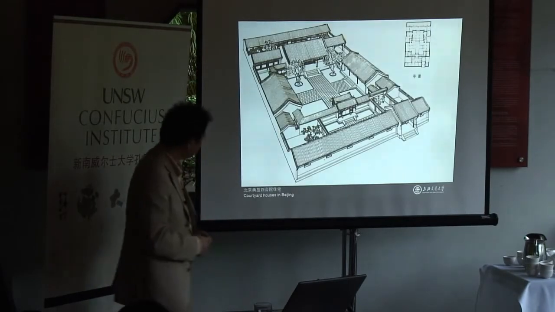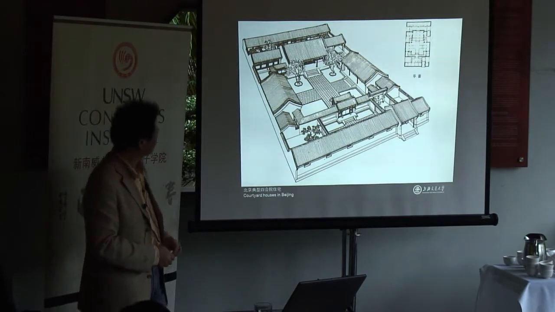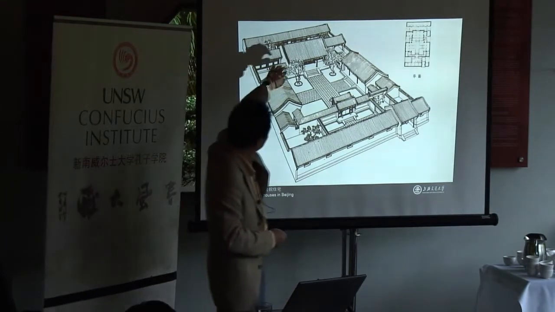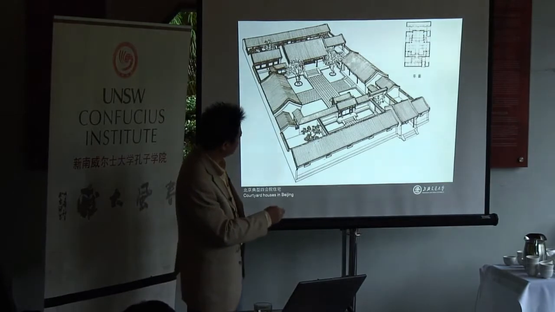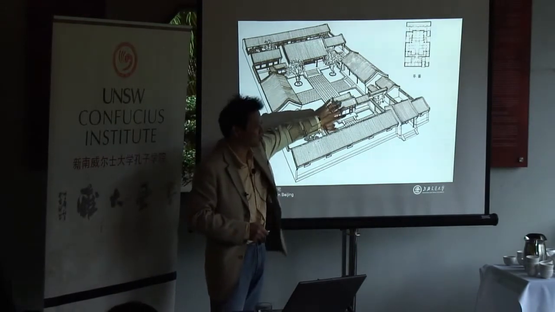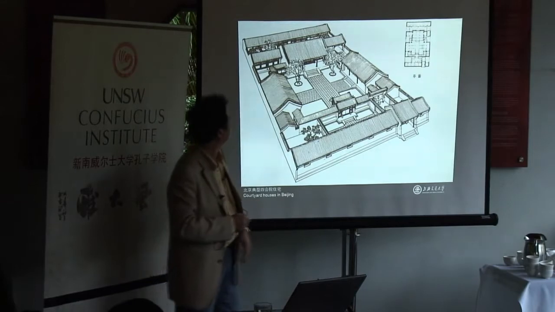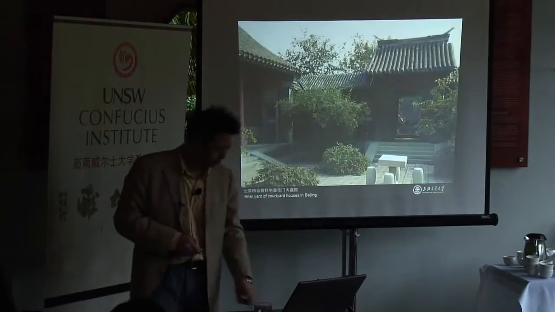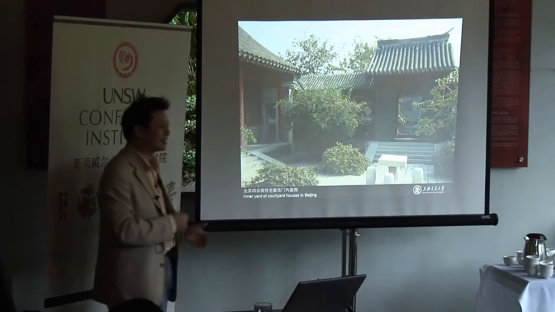This courtyard house, siheyuan, is very famous now in Beijing. This is a gate. The main entry is always not on the main axis, it's always moved to the southeast. The second gate, we usually call the Chuihua Gate, and this is the main yard. This is the main hall, and the west wing and east wing of the hall.